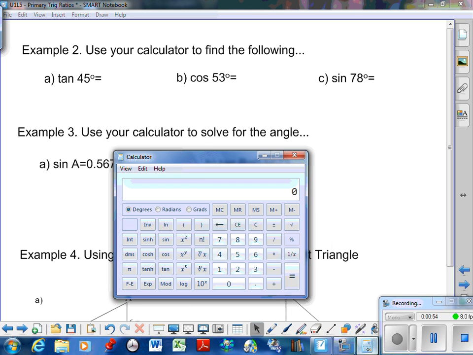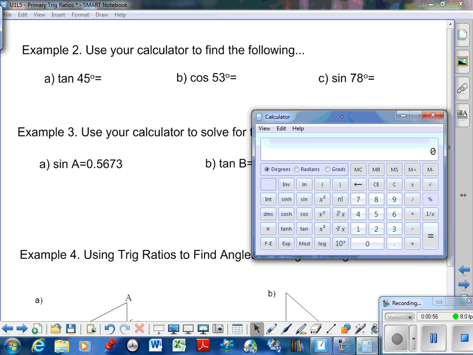So on your calculator, you need to locate sine, cos, and tan. Mine are sin, cos, and tan. That's what they'll show up as. Remember, it's pronounced sine, cosine, and tan. So you need to find those buttons on the calculator.